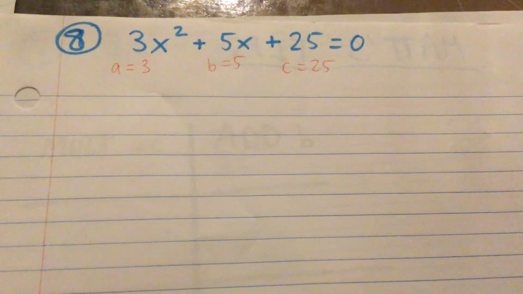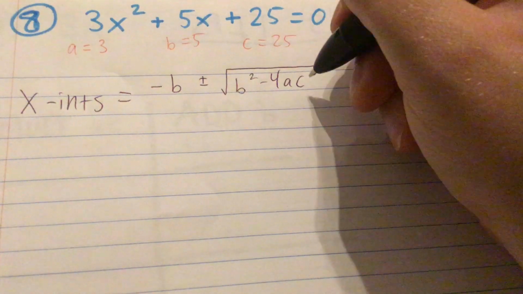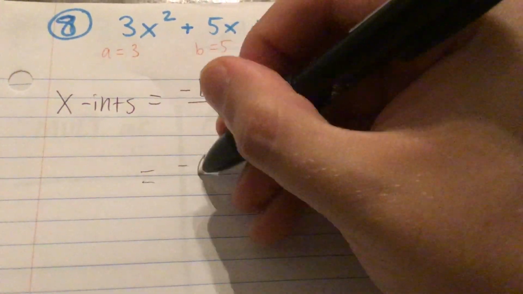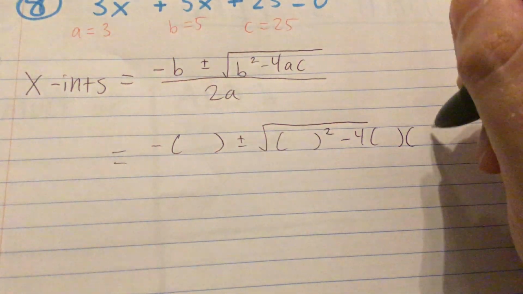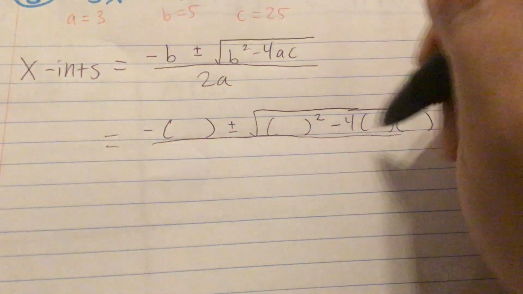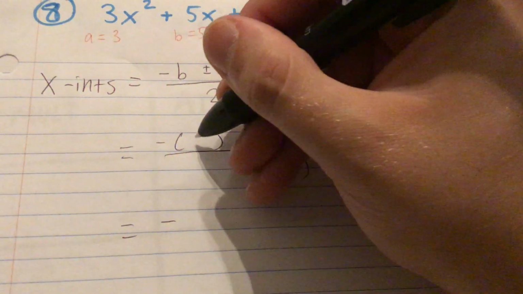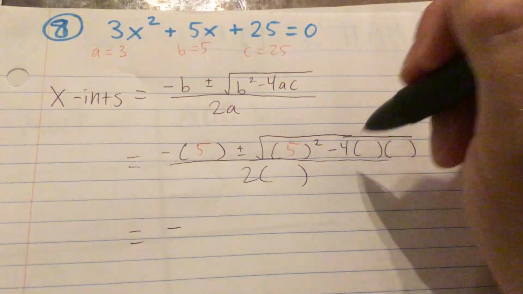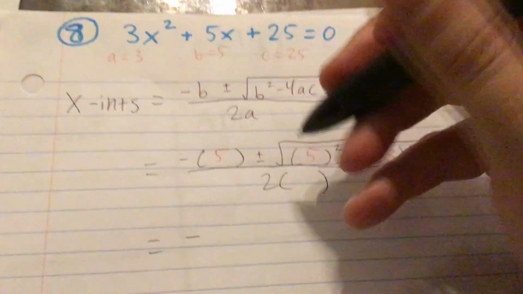So in particular, we're going to do the x-intercepts are equal to negative b plus or minus the square root of b squared minus 4 times a times c, all that over 2 times a. So now, let's plug in negative blank plus or minus the square root of blank squared minus 4 times a times c, blank blank, all that over 2 times blank. Okay, so negative b, which is 5, plus or minus the square root of 5 squared minus 4 times a times c, which is 25, over 2 times a, which is 3.